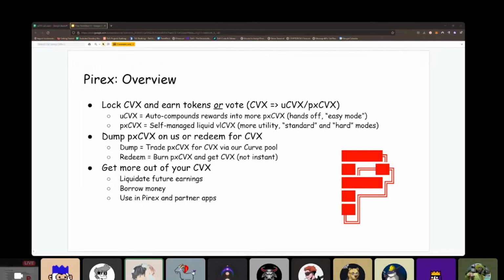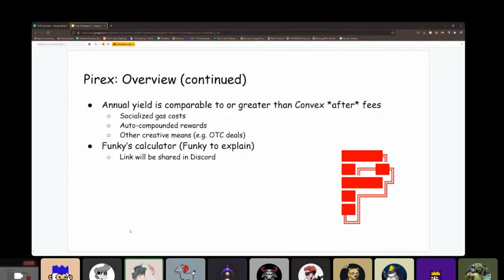All right, well, let's go to the next slide then. Okay, so continuing the overview and the benefits, the annual yield we are striving to achieve should be comparable to or equal to Convex's after the fees have been taken out. And we're able to achieve that in a number of ways. Funky here is one of our strategy and policy guys, and he crafted a model. He can go into that.